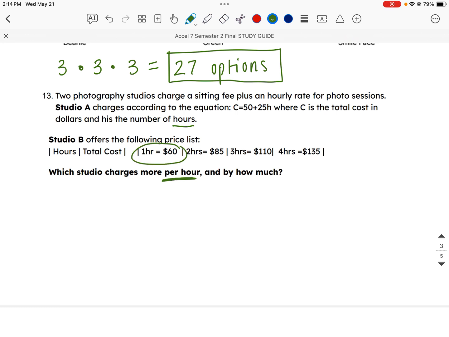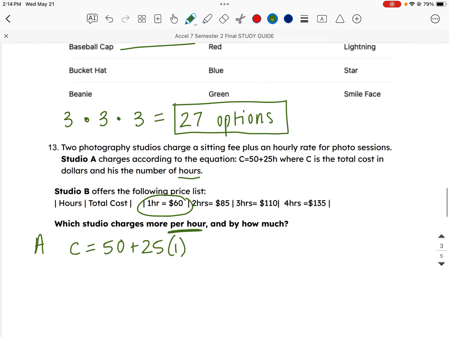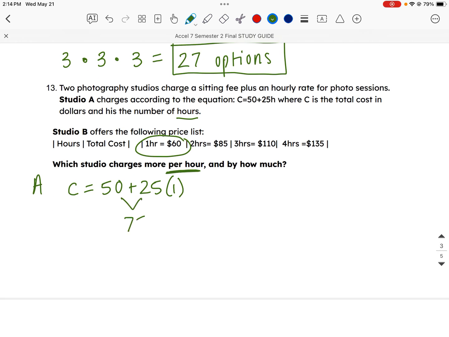But I'm going to figure out what about for Studio A. So I'm just going to plug in 1 in place of hours to find out what is the cost per hour. So for Studio A, it's going to be 50 plus 25H, which H would just be 1, right? So that means it would cost $75 for A, and I know it's $60 for B. So which charges more? It would be A is more, and it says by how much? By $15.